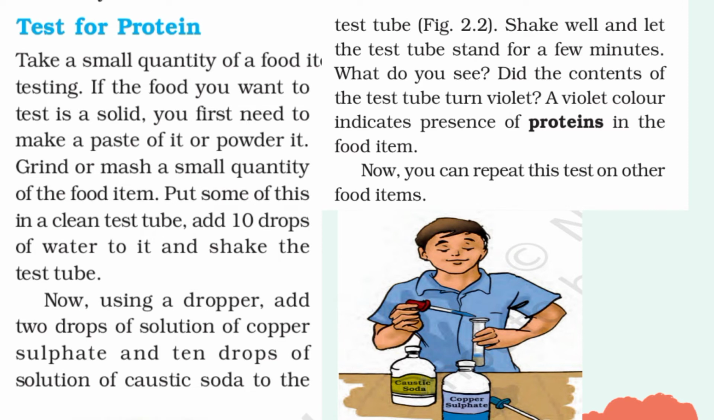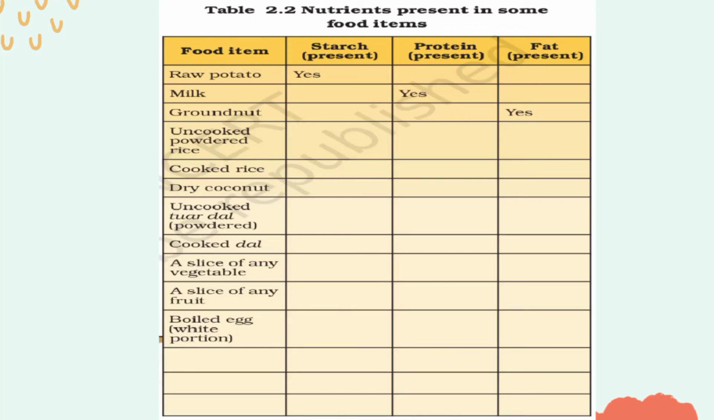Now you can repeat this test on other food items. If the color changes to violet, then it tells that the food item contains protein. So you can try this experiment by using 10 drops of caustic soda solution and 2 drops of copper sulfate solution on other food items and record it in table 2.2.